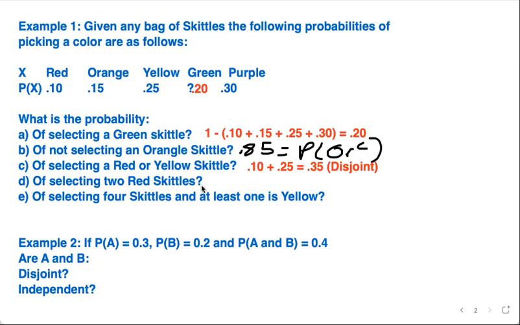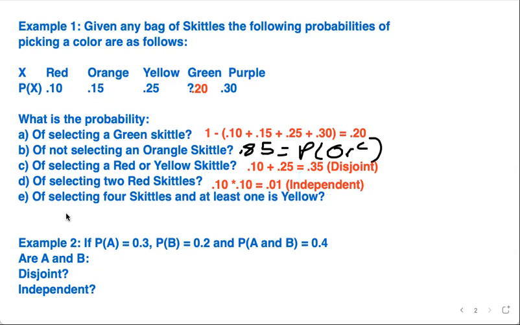What is the probability of selecting 2 red Skittles? Well, the first red Skittle is 0.10, and the next one is 0.10, so you'd be multiplying to get 0.01, or a 1% chance. And again, the assumption here is these events would have to be considered independent for this to occur.